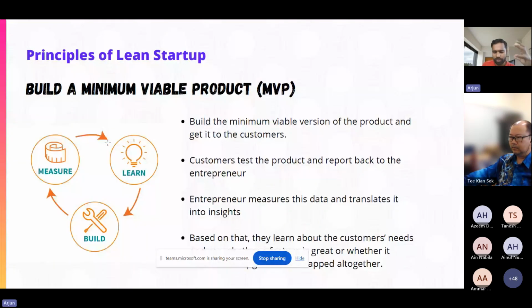So what is the main purpose of doing this? The main purpose of doing this is to build the minimum viable product. We saw in the last slide that we need to achieve product market fit, right? Once you achieve product market fit, it is basically called a minimum viable product. It is the minimum viable version that you can give to your customers.